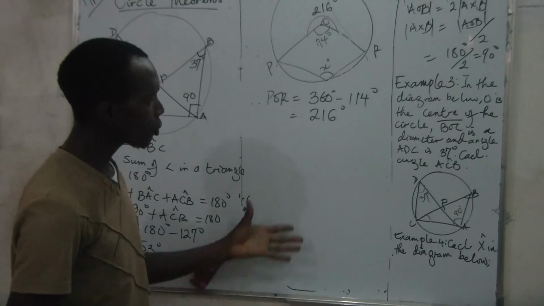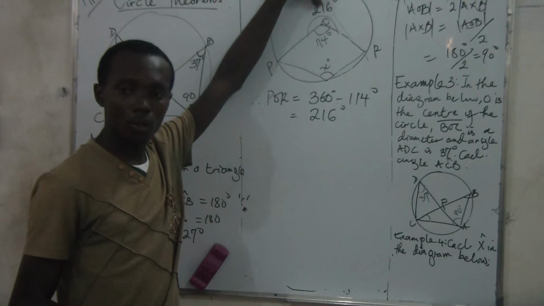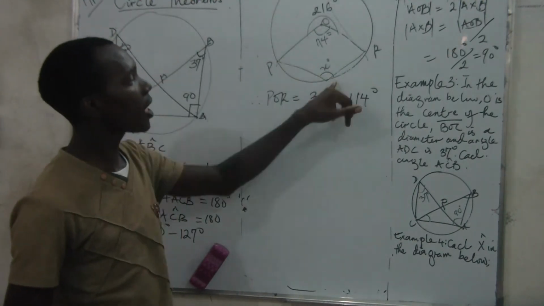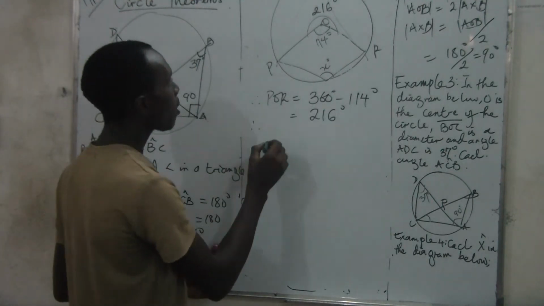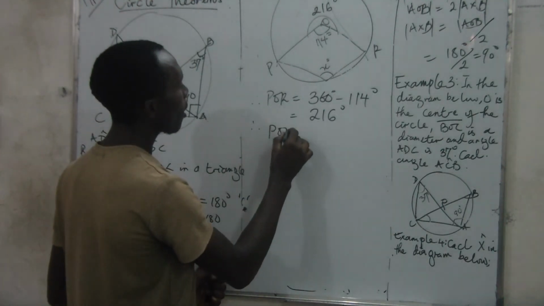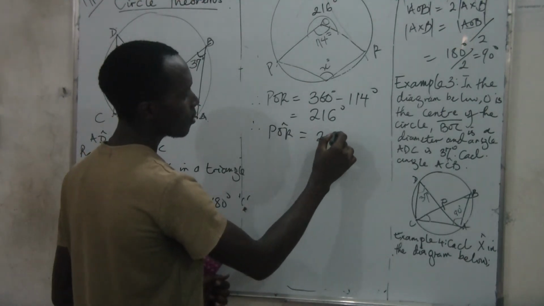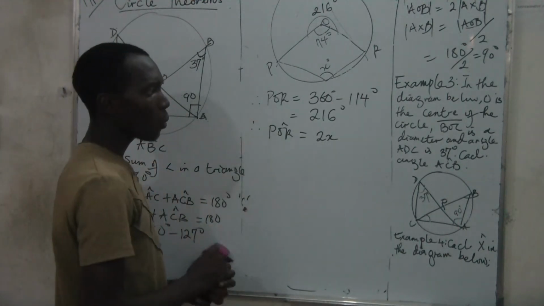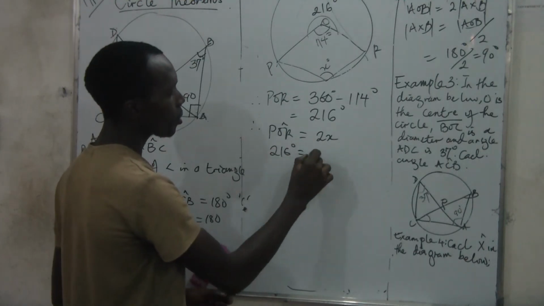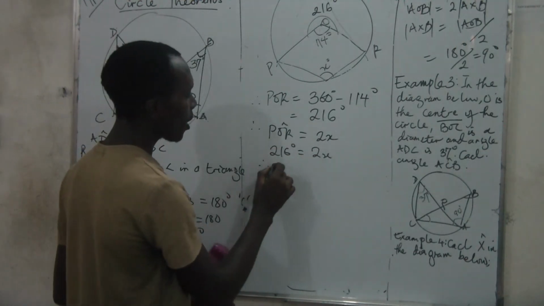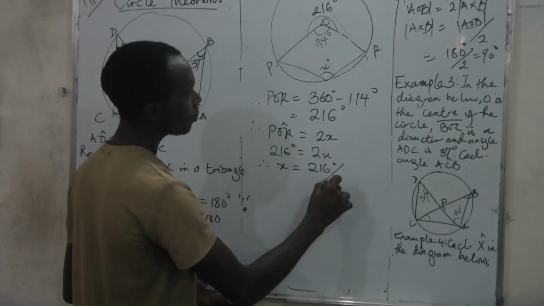If this angle is 216 degrees, from the previous theorem, we said that the angle subtended at the center of the circle is twice the angle found at any point on the segment. So angle POR is equal to 2 times x, because we're looking for x. Angle POR is 216, so 216 degrees is equal to 2x. Therefore, x is equal to 216 divided by 2.